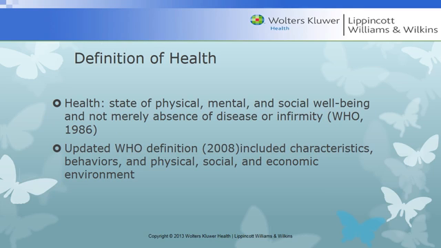In 1986, the World Health Organization defined health as a state of physical, mental, and social well-being, and not merely an absence of disease or infirmity. The World Health Organization updated that definition in 2008 and included characteristics, behaviors, and the physical, social, and economic environment.